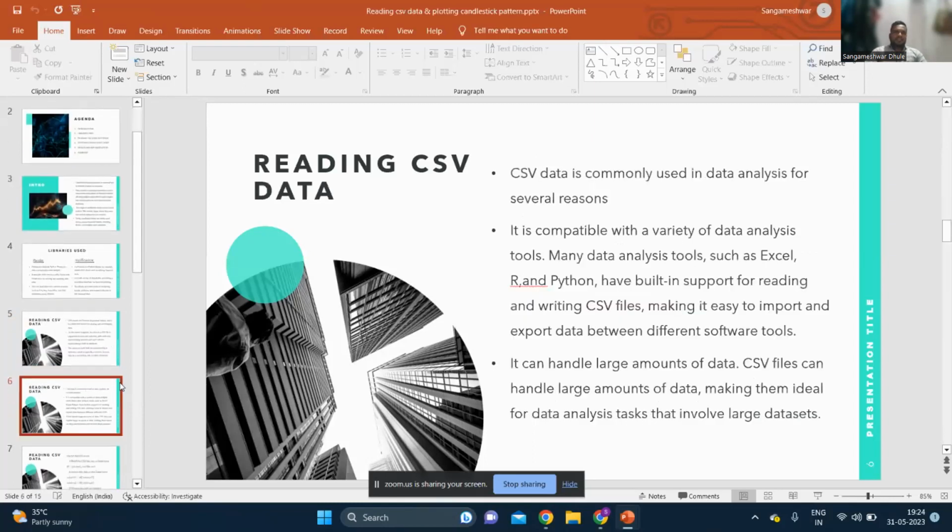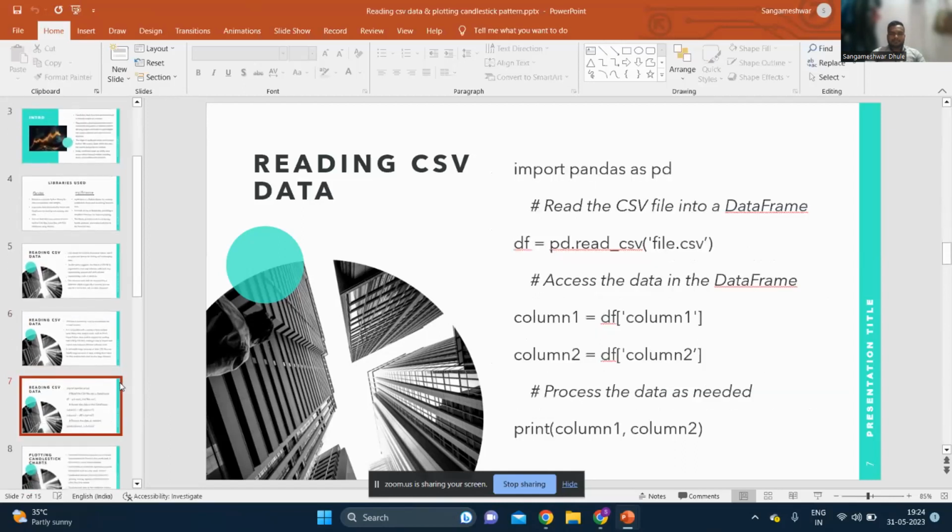CSV data is commonly used in data analysis for several reasons. The reason could be to predict something in the future by analyzing past data. It is also compatible with a variety of data analysis tools. Many tools such as Excel, R or Python have built-in support for reading and writing CSV files. It makes it easy to import and export data between different software tools. We can also easily handle large amounts of data, making CSV files ideal for data analysis involving large data sets.